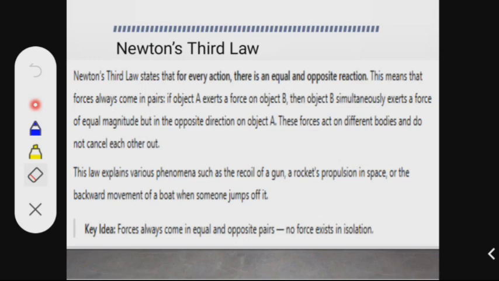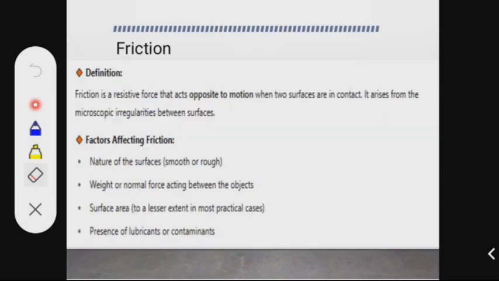The key takeaway from this is that force always comes in equal and opposite pairs. That's just the summary of Newton's third law. There's not really a formula for that. Though there's a portion that talks about momentum, for this lesson we're not really going into momentum yet. So let's head on to the next portion, friction.